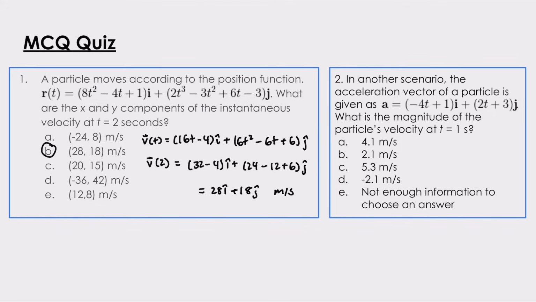So for question number 2, in another scenario, the acceleration vector of a particle is given as the equation on the screen. What is the magnitude of the particle's velocity? So for this one, we don't actually have enough information to choose because they haven't mentioned what the initial velocity of the particle was. So when we carry out that integral, we only know what the change in velocity was over the time period, but we don't know what the particle's actual velocity is because of that plus c. So we don't know what the initial velocity was, so there's not enough information to choose an answer.